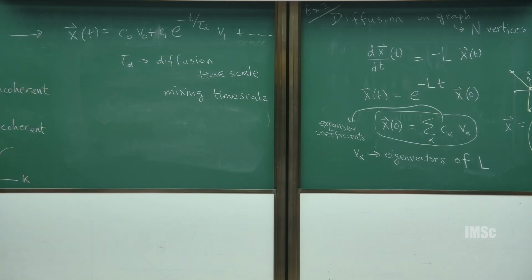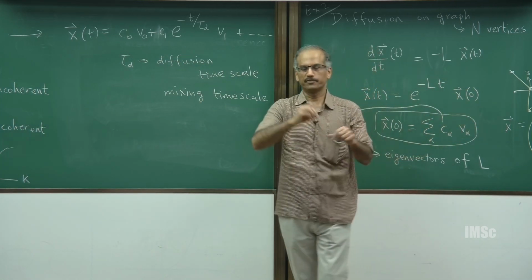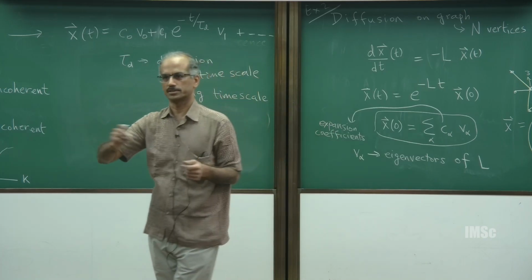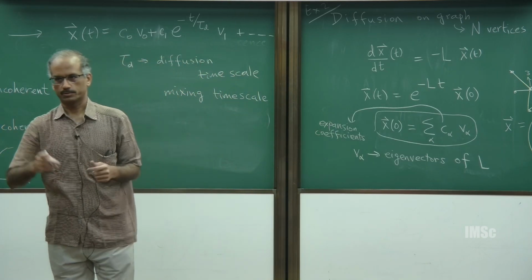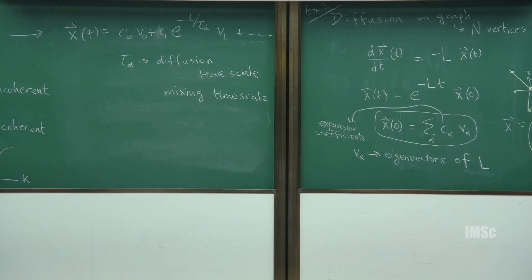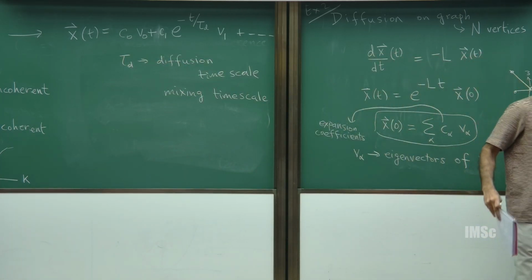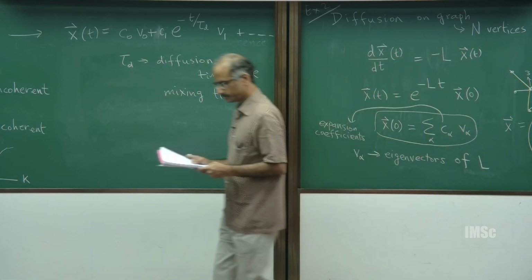If the network has a disconnected component, can it still reach? No, it cannot. So in all these cases you assume that every node on the network is reachable from every other node. If you have two disconnected components, you can't reach. Yeah, it's like an equilibrium state which is time independent.